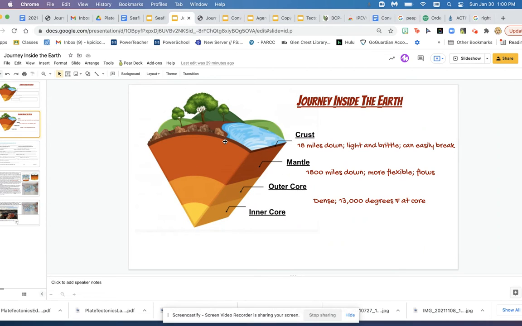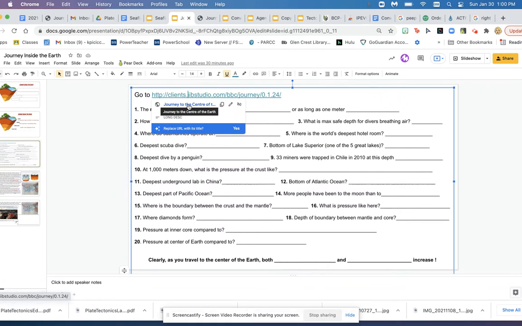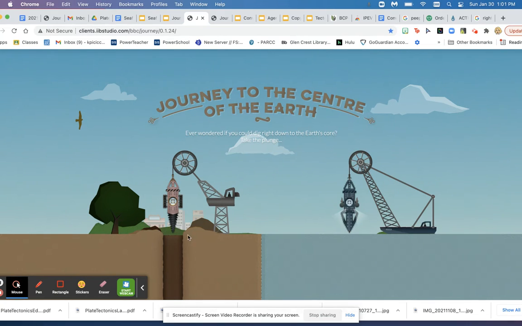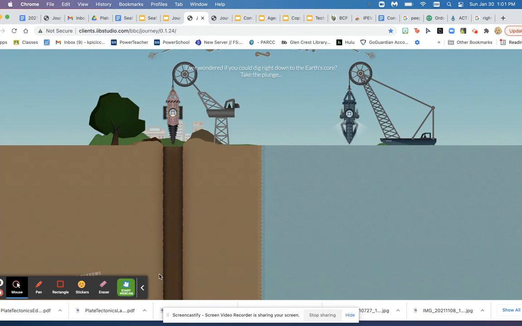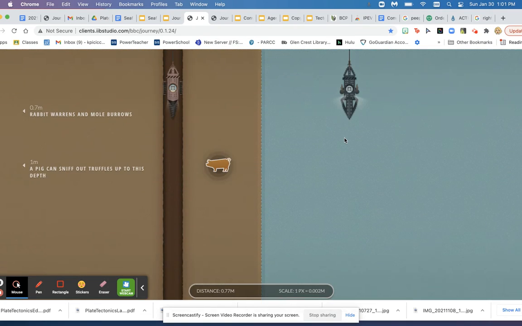So what you're going to do today is go to the next slide, slide 3, and click on this website. When you click on this website and go to it, you're going to see this. It's called Journey to the Center of the Earth. Basically, we're going to drill down to the center of the Earth, all the way down, and we're also going to go underwater. So we're going to see what happens as we drill further and further down.